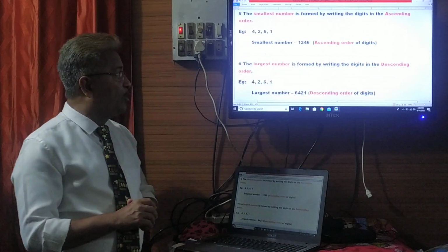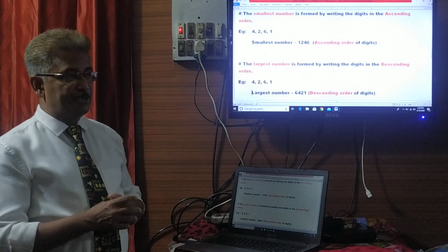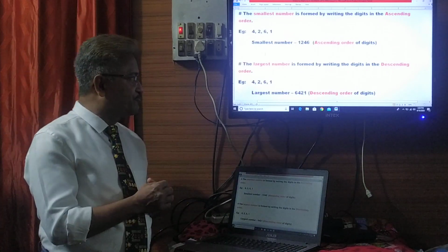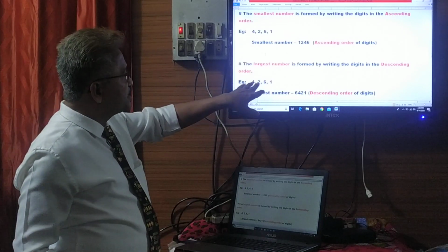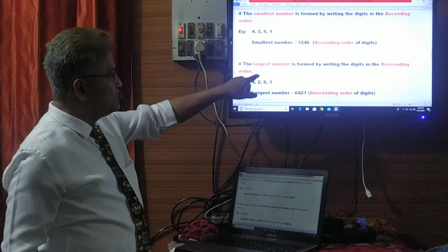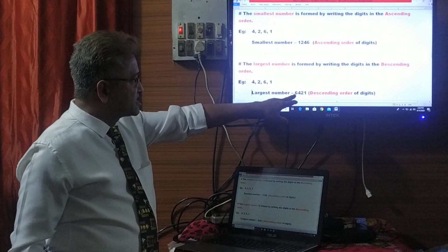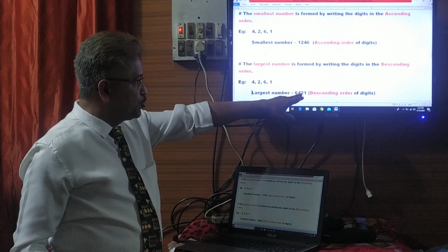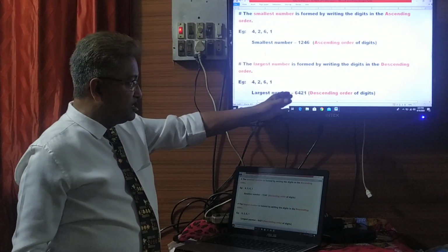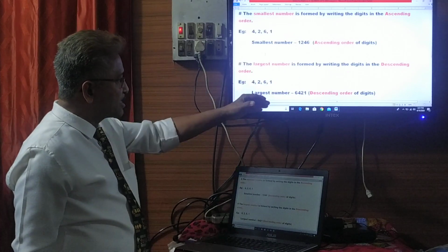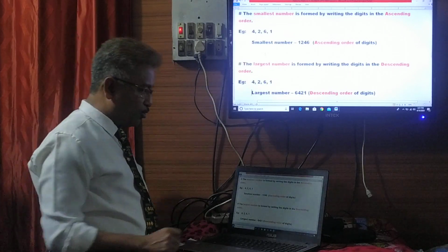When we are forming the largest number, it is formed by writing the digits in the descending order. That means we write the largest digit in front first and the smallest digit at the end. So when we are arranging the same 4 digits, 4, 2, 6 and 1, now we are arranging to get the largest number. So we put 6 in front, then 4, then 2, then 1. That is the descending order. So 6 is the largest digit, 1 is the smallest digit. This will give us the largest number formed by using these 4 digits.